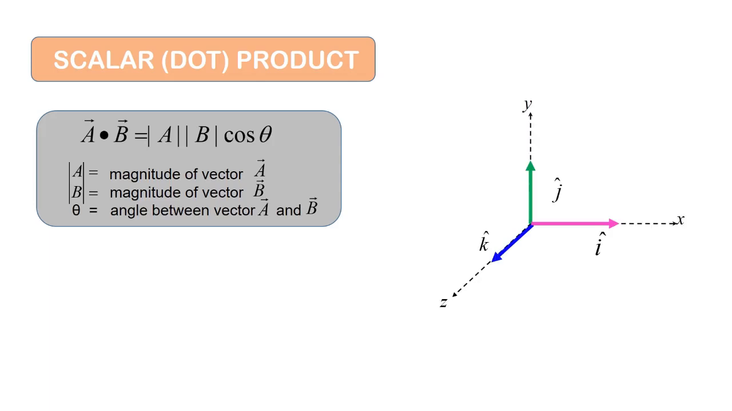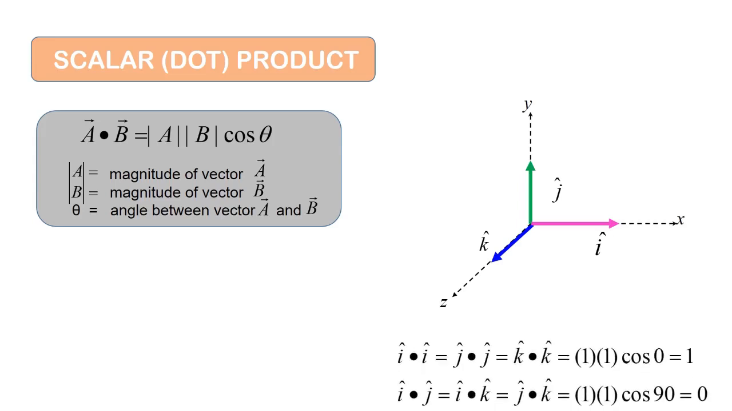In order to get a maximum scalar product, we would want to make sure that the vectors are parallel to each other, or at 0 degrees, because cos 0 is equal to 1, whereas if the vectors are perpendicular to each other, we end up with a value of 0.